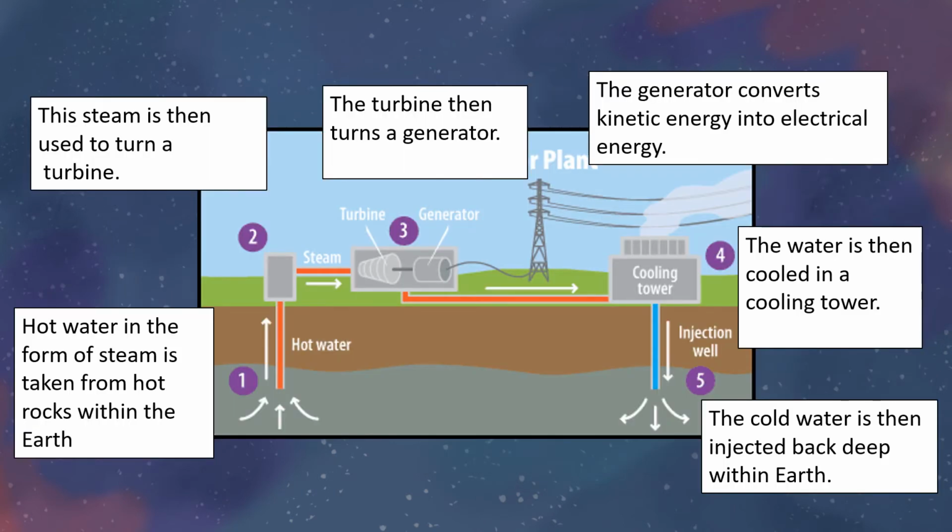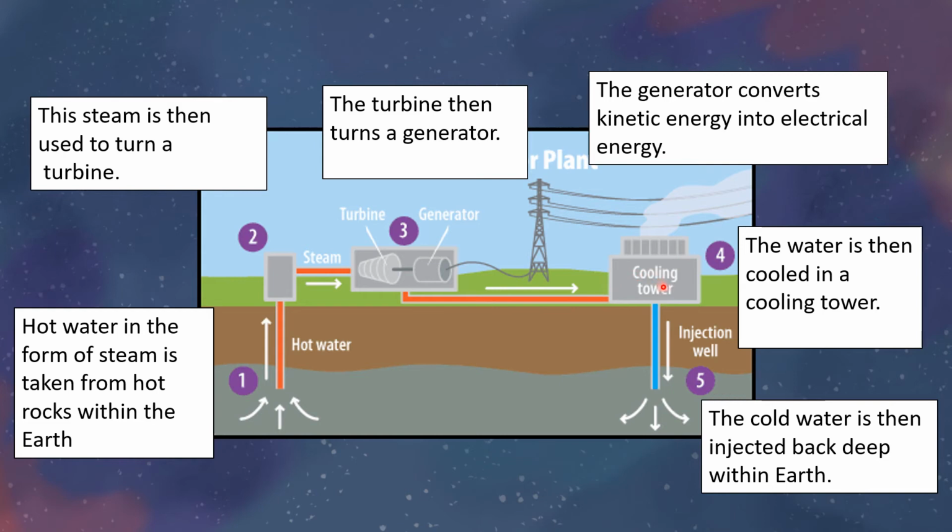Okay, so this is what happens in a geothermal power plant. So we have hot water. Hot water in the form of steam is taken from hot rocks within the earth. So warm rocks in the earth produce steam. Remember, when water is really hot, it turns into steam, which is a gas. This steam comes up and it is used to turn a turbine. So it goes up and across and it spins this turbine. That turbine spins the generator, and the generator converts kinetic energy into electrical energy.